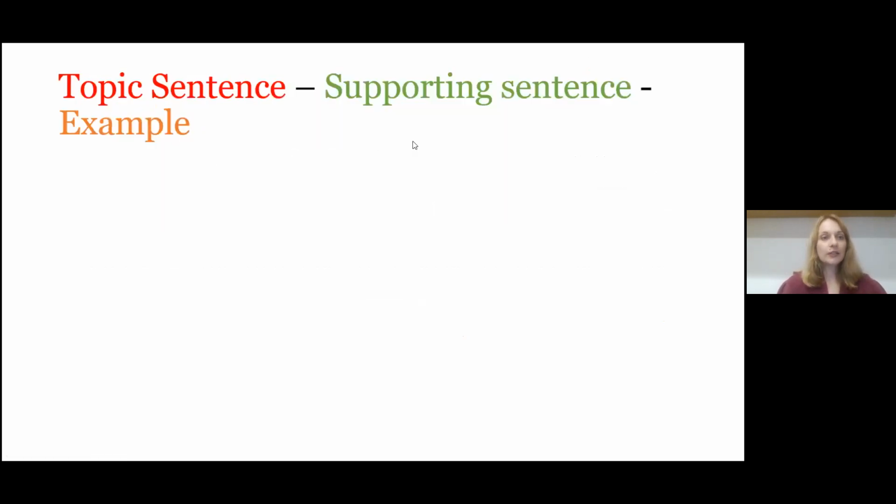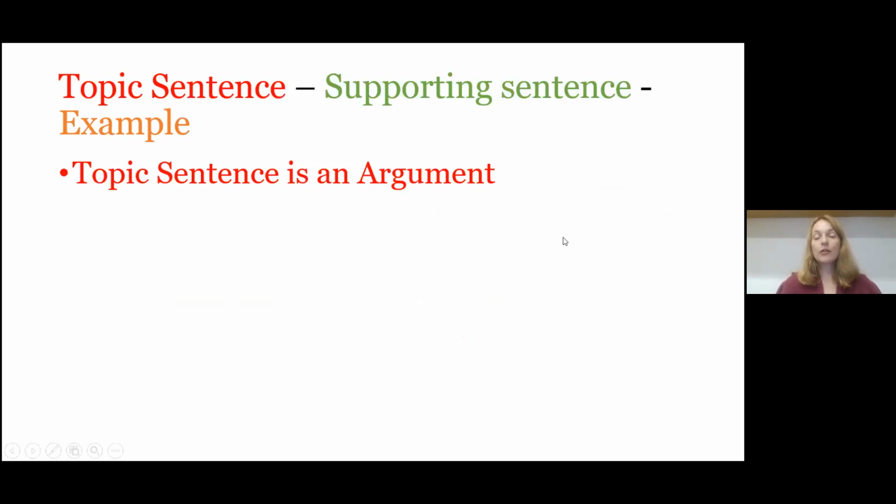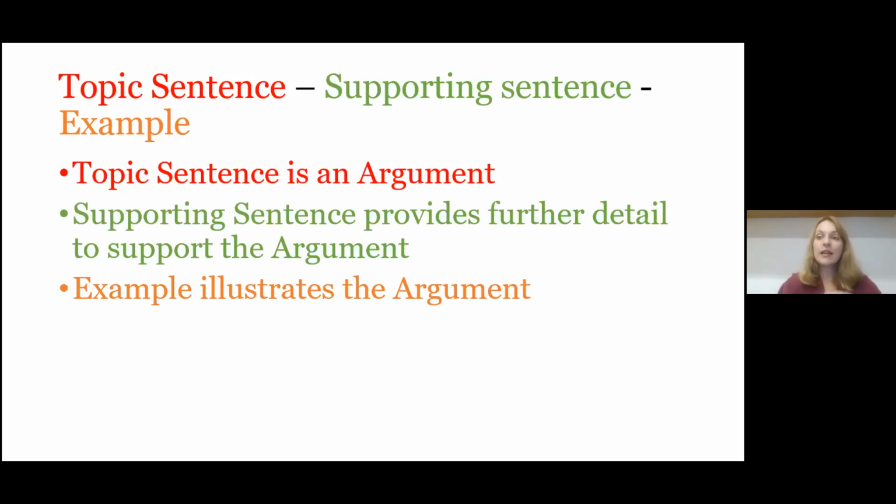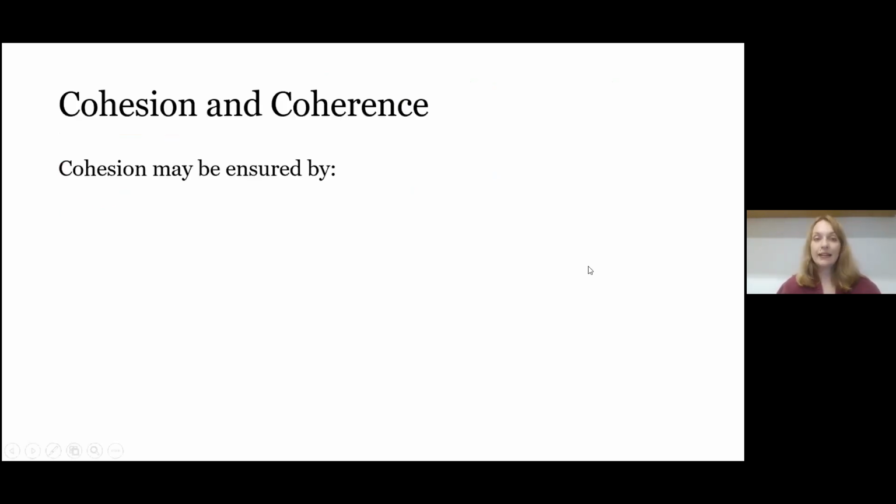And the next part is about topic sentences and supporting sentences. But basically, we have already discussed that. So please opt for the clear structure. It is boring, but it makes your writing predictable and understandable as a result. Topic sentence, an argument, supporting sentence, further ideas, and example illustrates the argument. I could also add the link here, but I haven't. So the link to the next paragraph, because we will talk about linking and cohesion a little bit further on, and about cohesion and coherence.